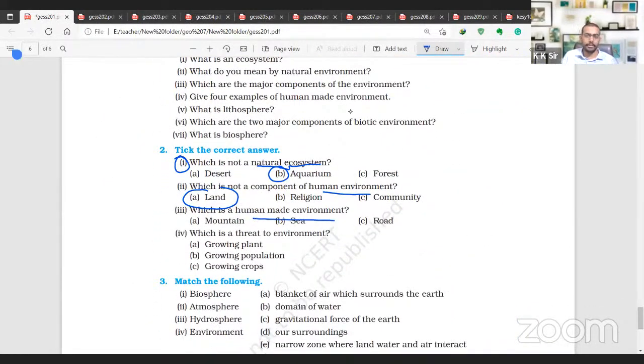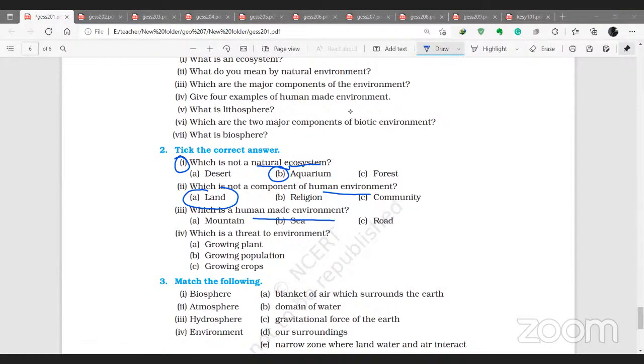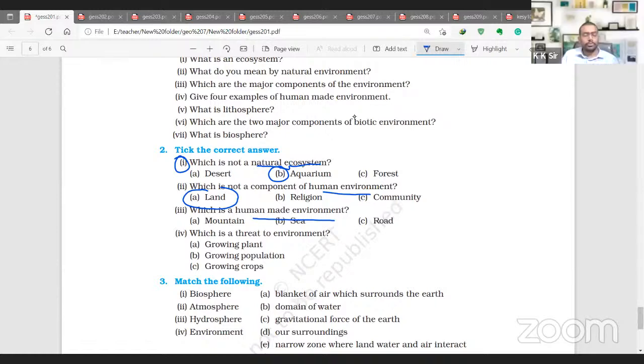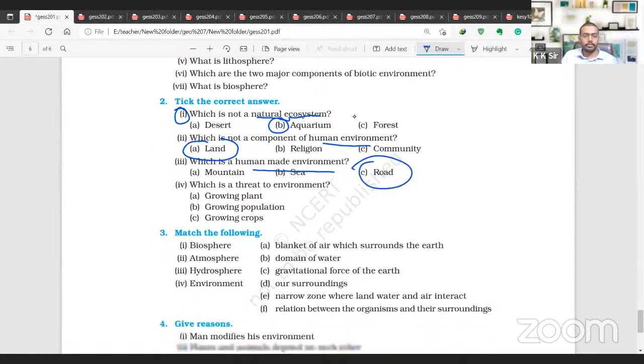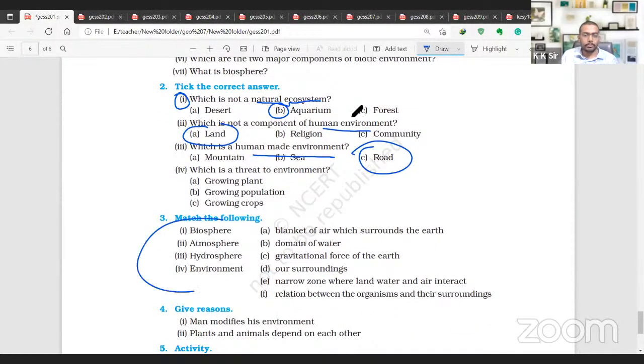Which is the human-made environment? Page 3. So which is a human-made environment? Road is a human-made environment. ये तो तुम लोग कर लोगे. चलते हैं next chapter में.